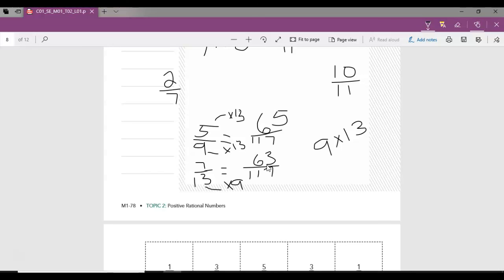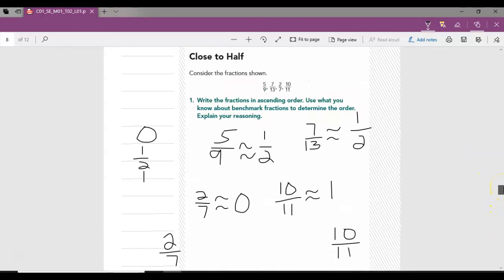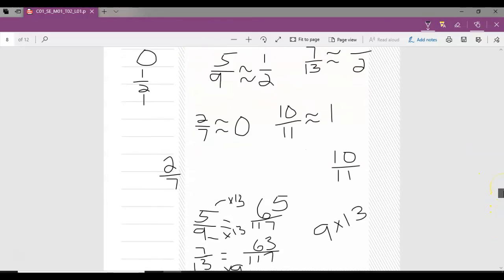I wouldn't have known that, though, if I didn't go through this process of common denominators. Finding common denominators and equivalent fractions is kind of your go-to, always going to work. As you see here with benchmark fractions, that's the easiest to think about. However, that's not always going to work.